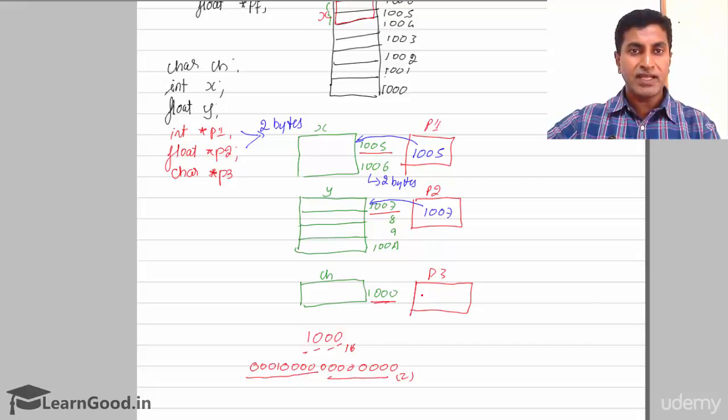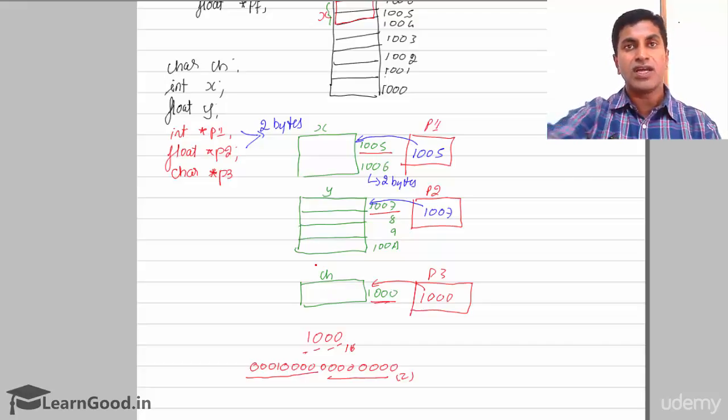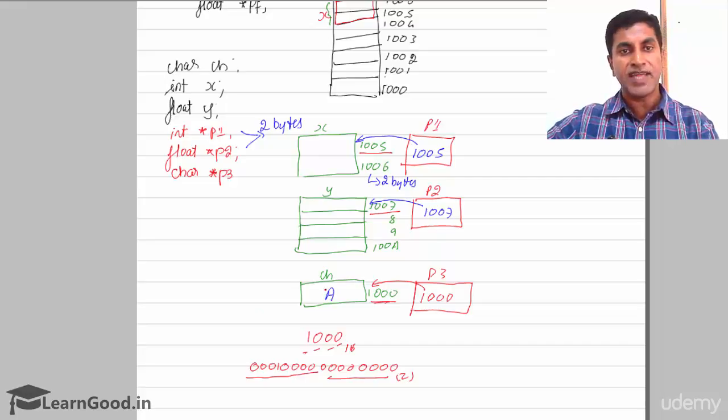Hence, even this P3 also has to hold that 1000, if it has to point to this ch. That means to hold this 1000, we needed 2 bytes. Whereas inside this ch, we're going to store a character data. Inside ch, we're going to store a character, that is an alphabet A. But inside P3, we are not going to store character data. We're going to store an address. Okay. Every address is made up of 2 bytes. Hence, even this character pointer is also going to be made up of 2 bytes. All pointers and pointers to pointer are made up of 2 bytes.